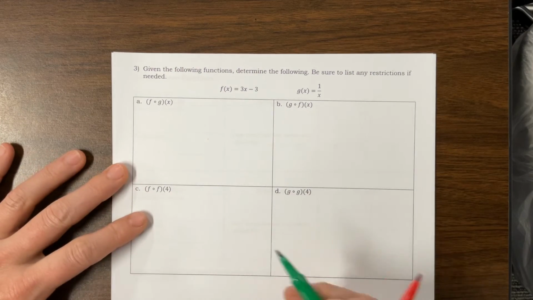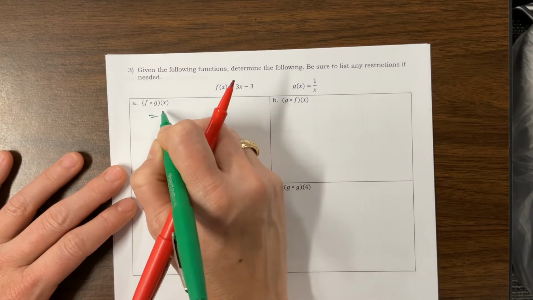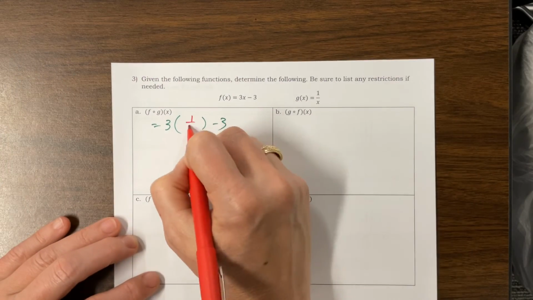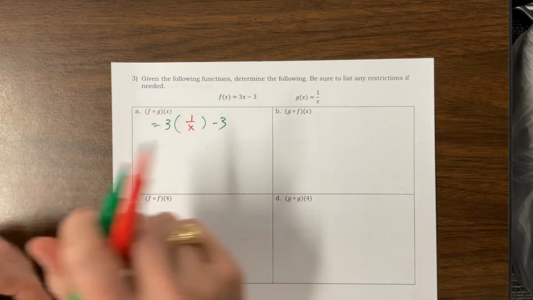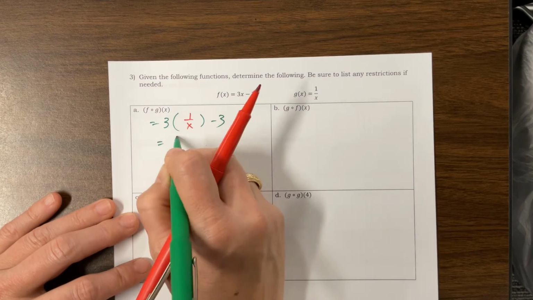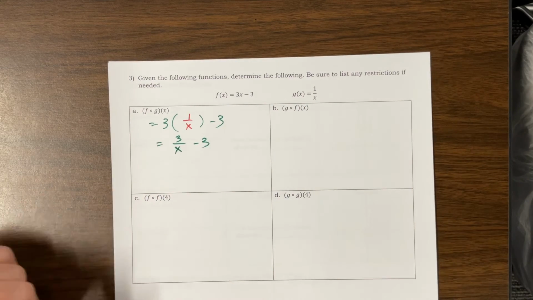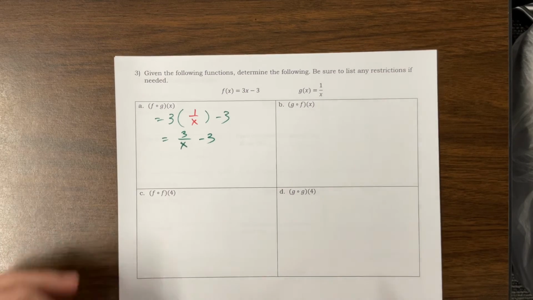Sorry. Okay, let's do, maybe I'll go f is 3 times something minus 3. The g is equal to 1 over x. And so I end up with 3 times 1 over x. This is 3 over x minus 3. We could get a common denominator, but I don't feel like we need to. So I think we're good.